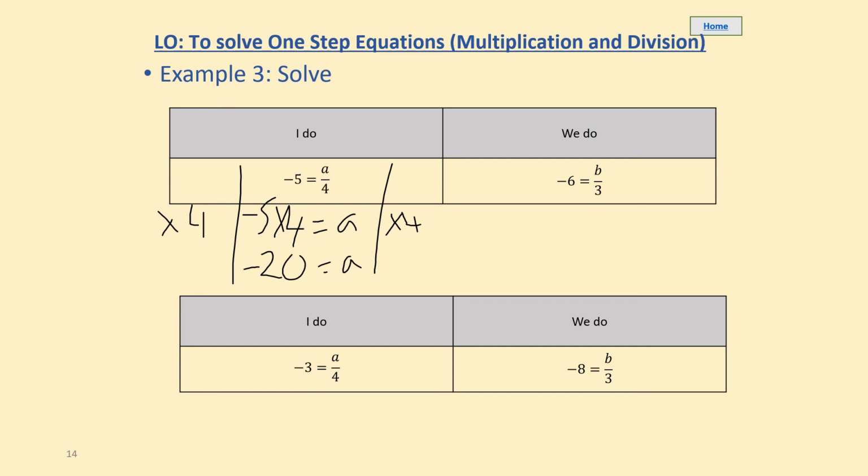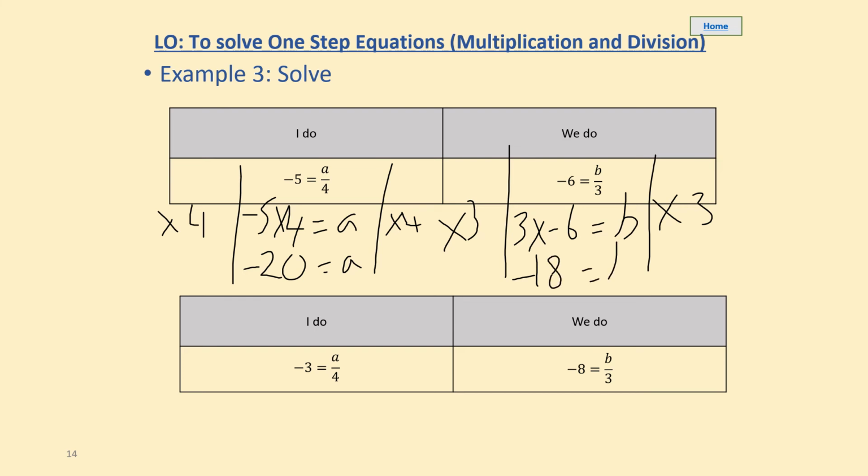Let's have a go at this one here. What do I do? Yes, I multiply both sides by 3. Got 3 times negative 6 equals B, and negative 18 equals B. Well done. And the same again. That would be minus 3 times 4 equals A. So A equals minus 12. And you should be able to do the other one. Yes, minus 8 times 3 equals B. Minus 8 times 3 is minus 24.